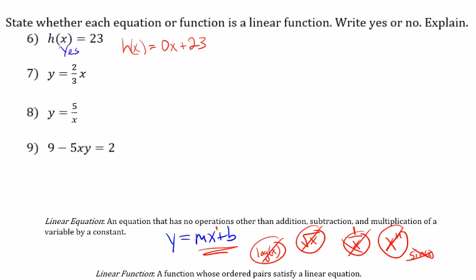And the reason why is because you could say there are no operations besides addition, subtraction, multiplication of a variable by a constant, or you can say because I can write it in y equals mx plus b form, etc. Okay. Number 7. Now here we have some division, but it's with numbers, so that's okay, right? So I just have the x multiplied there, and obviously this can be written as y equals mx plus b. The b is invisible, so I can just put plus 0, and so this is yes, for those same reasons.